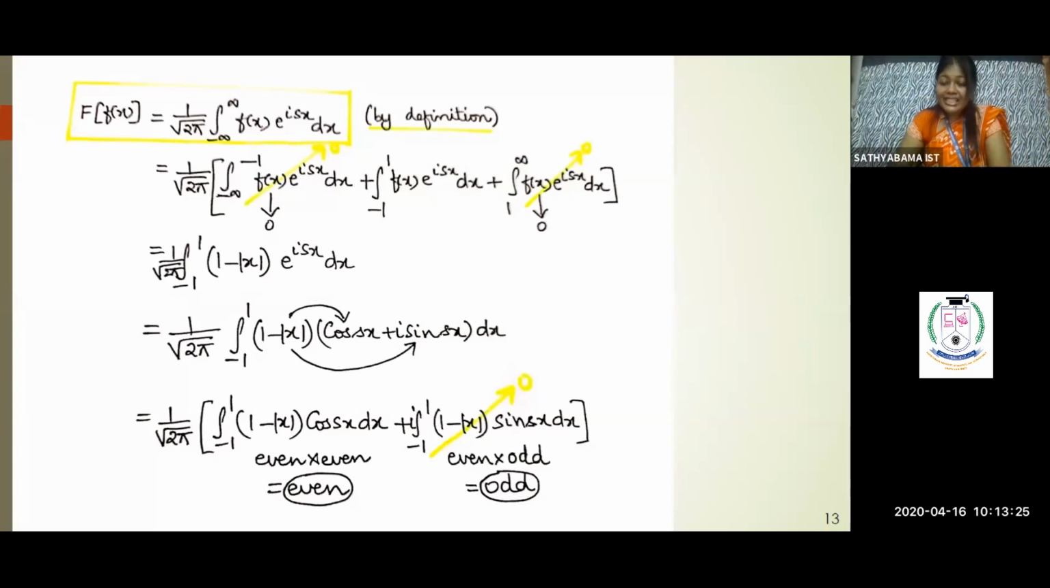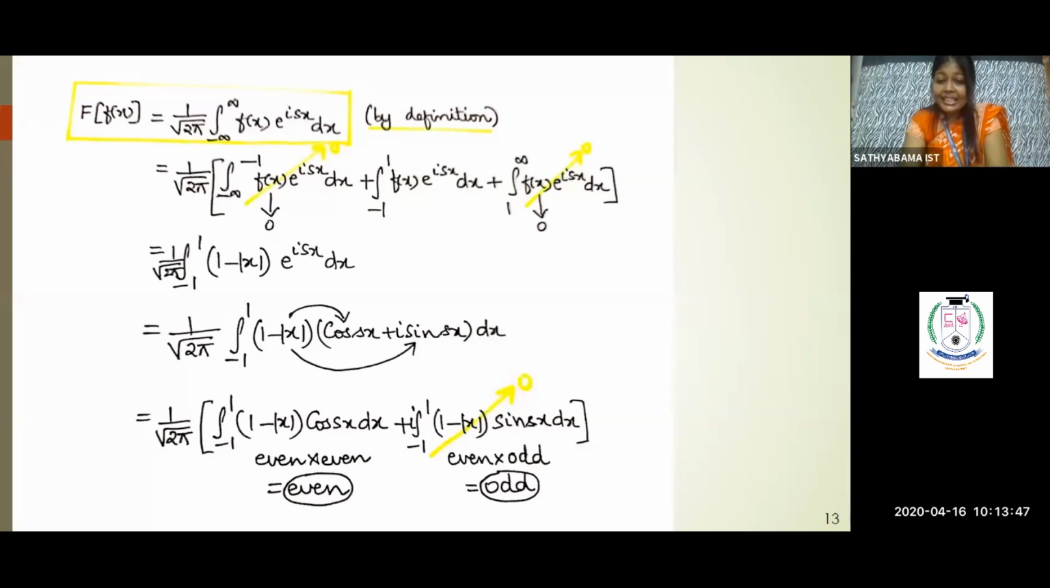Now, I'm going to see which is odd, which is even. I can use property of definite integrals here, because look at the limits. Limits are minus 1 to plus 1. What form is this? Minus a to plus a. Okay? So I can use property here. So let's check. What is 1 minus mod x? We already saw mod x is even function. So even, cos is also even. So even into even gives me even.